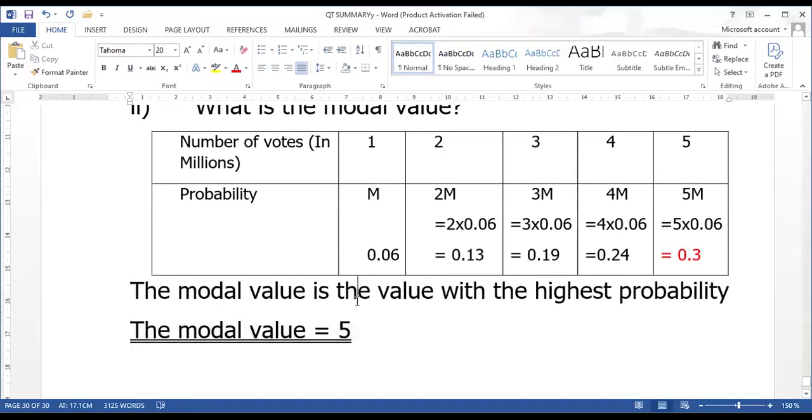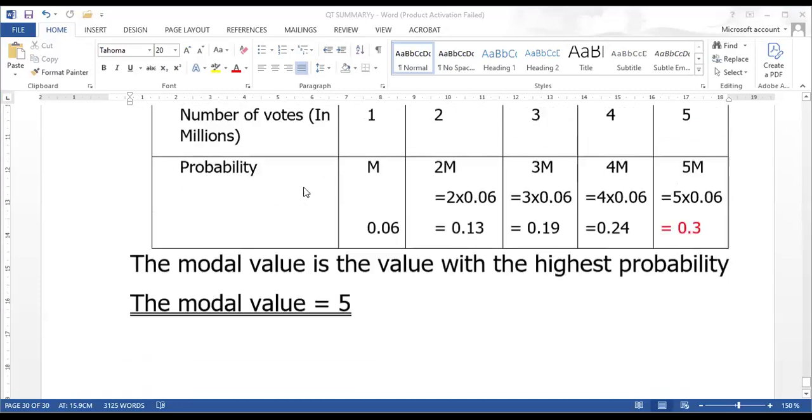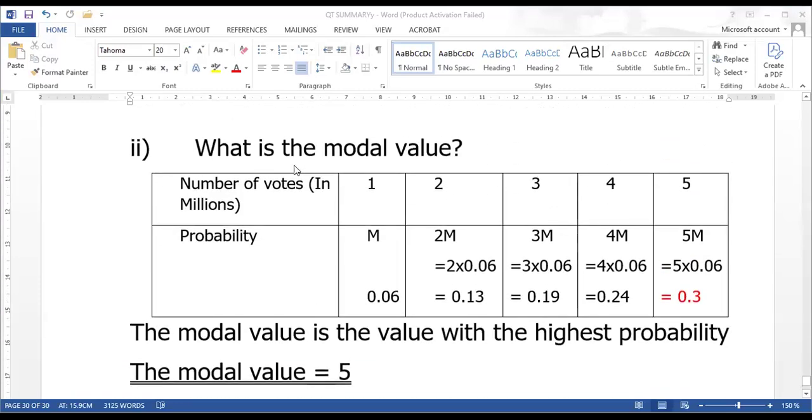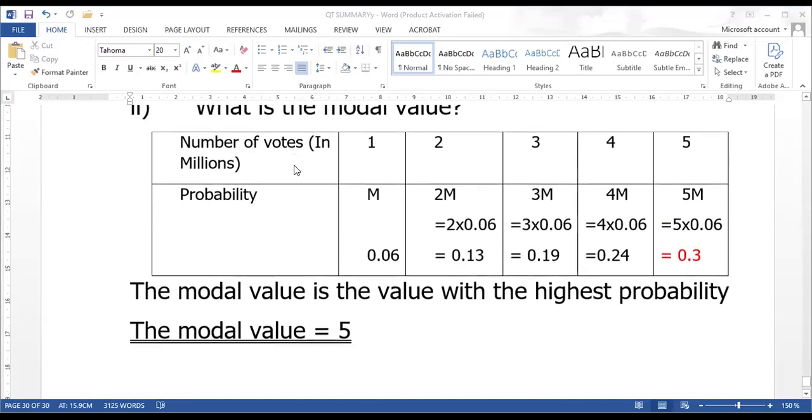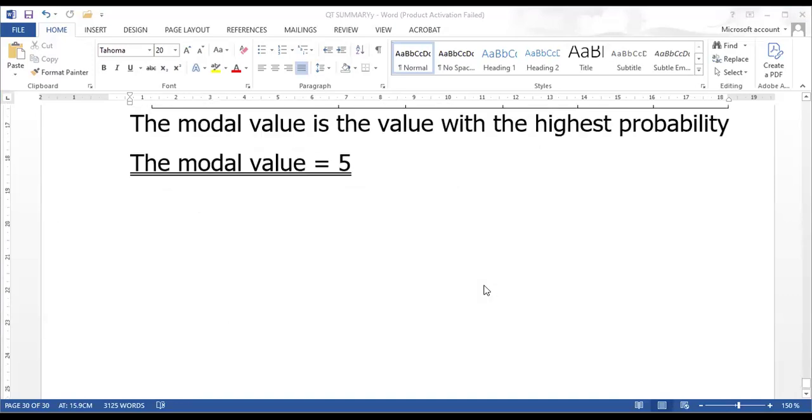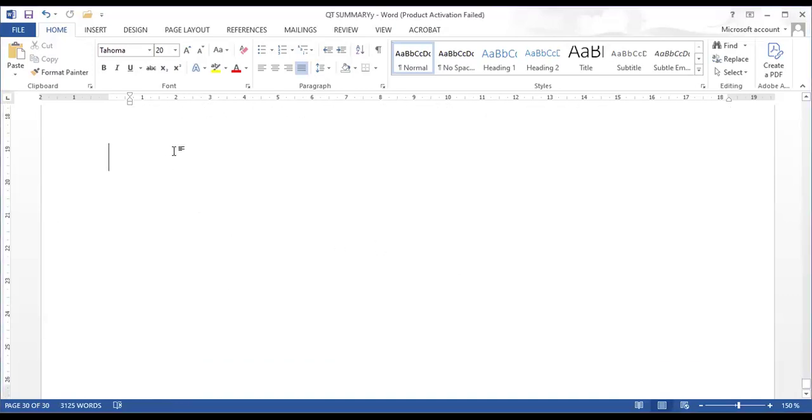Is that hard? Some of you fear probability, yet these things are not hard. But when you put it in your mind, it becomes very hard. So that is how we get the modal value, or the mode.